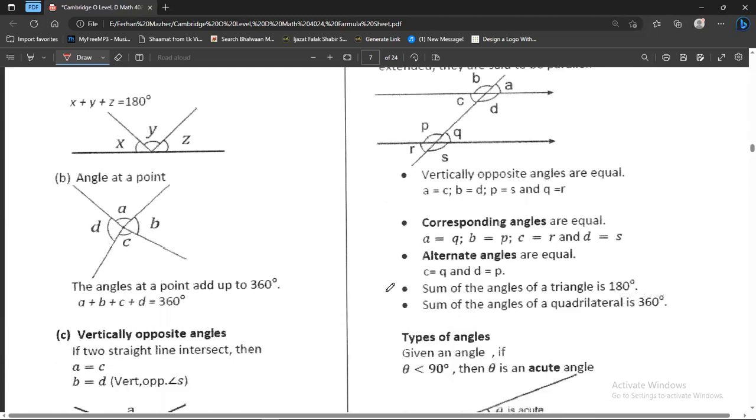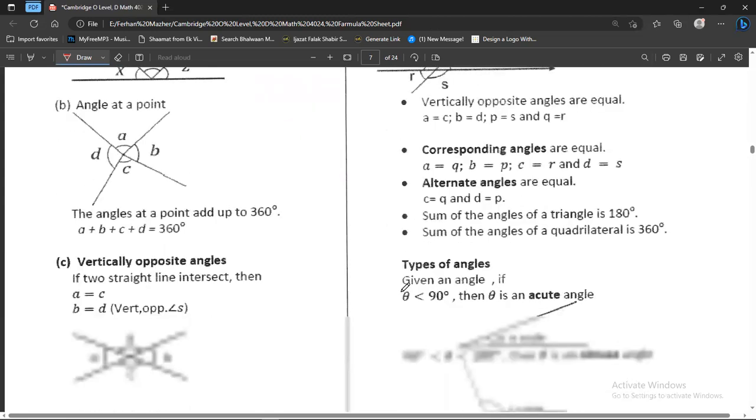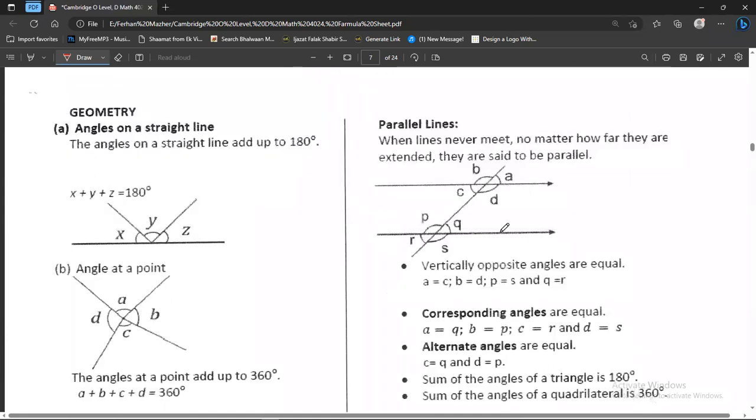The sum of the angles of a triangle is 180 degrees. The sum of the angles of a quadrilateral is 360 degrees. Another very important one, which is not written here, is the allied angles. The two angles which are inside the parallel lines and on the same side of the transverse line are called the interior angles, or we also call them the allied angles. So D and Q are allied angles to each other.